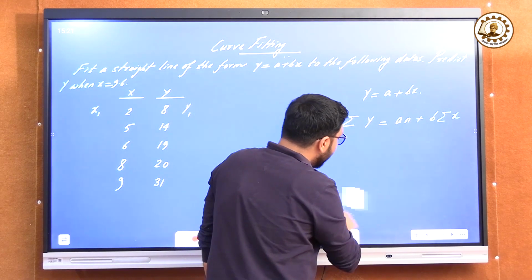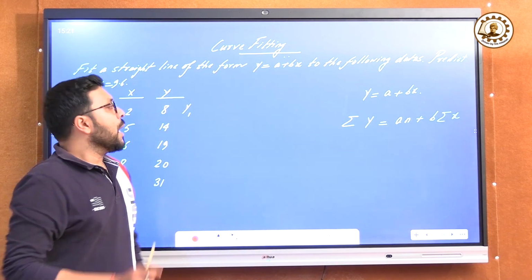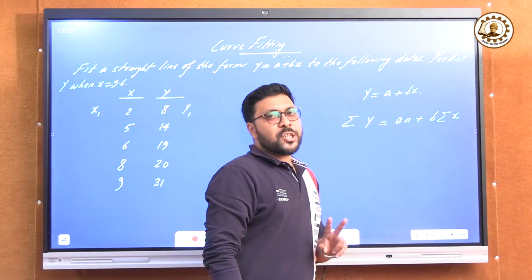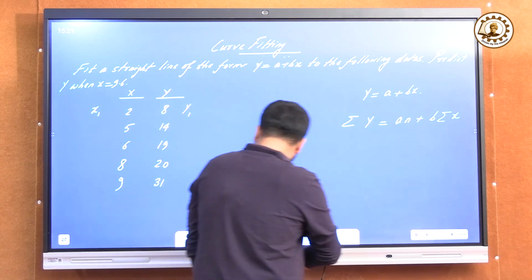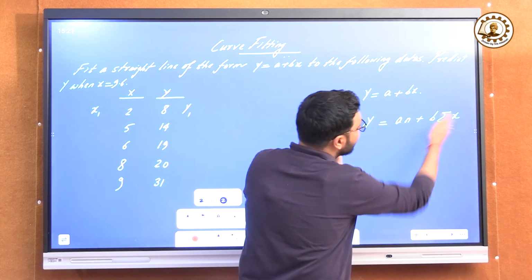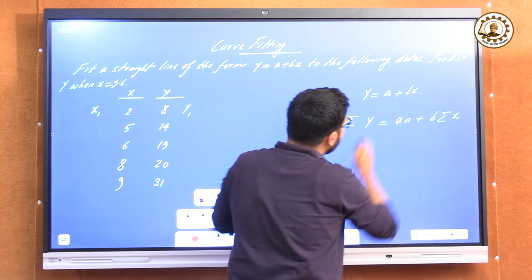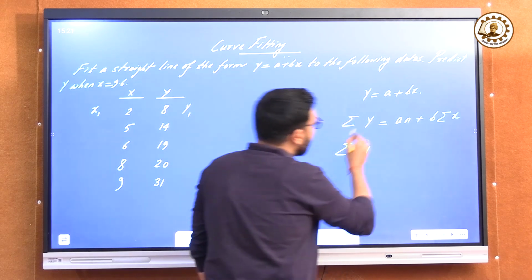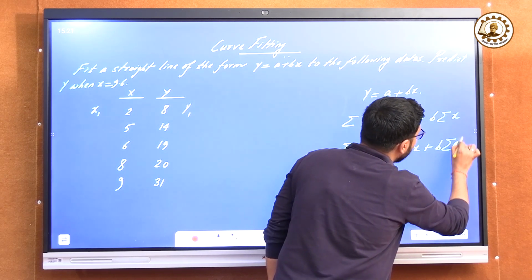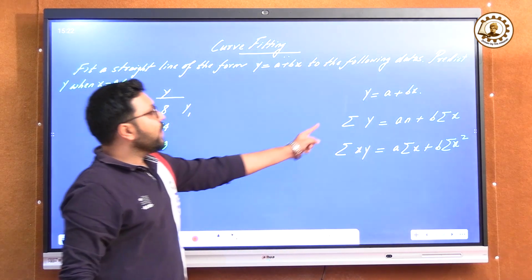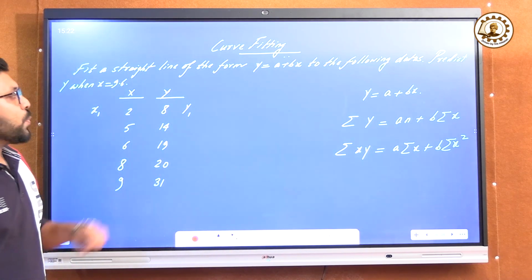Now you see, here we are dealing with two unknowns. The first unknown is a, the second unknown is b. That is why we have to develop two equations to solve these two unknowns. Now how do we develop two equations from here? For the first equation, we have already developed it. Now how do we develop the second equation? If you multiply this equation by x and then consider the summation, you can write it as a summation x plus b summation of x square. So here we have developed two equations, and these two equations are the normal equations corresponding to this problem.